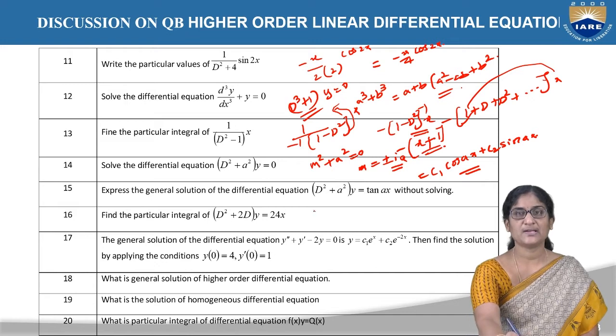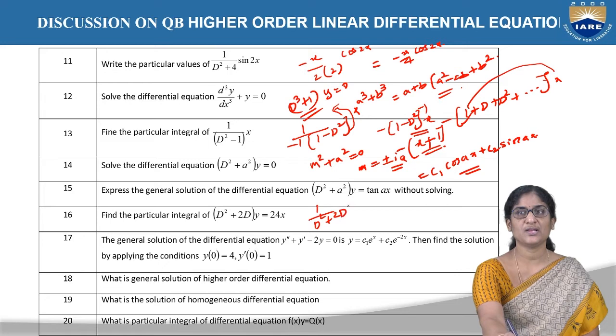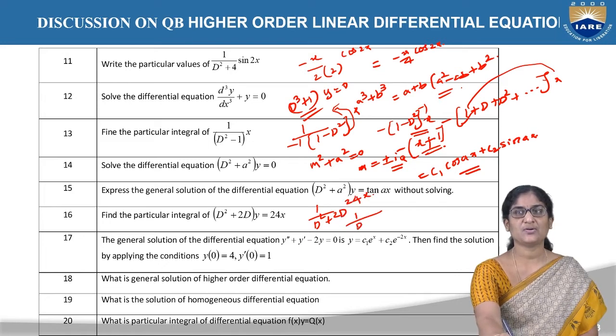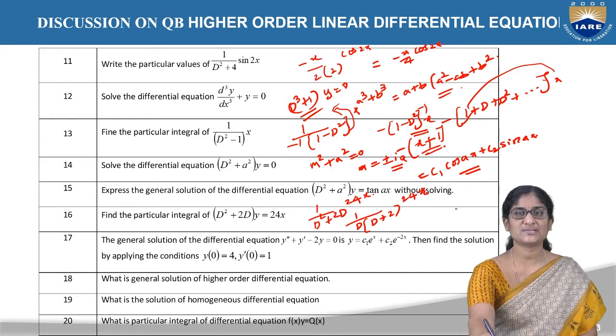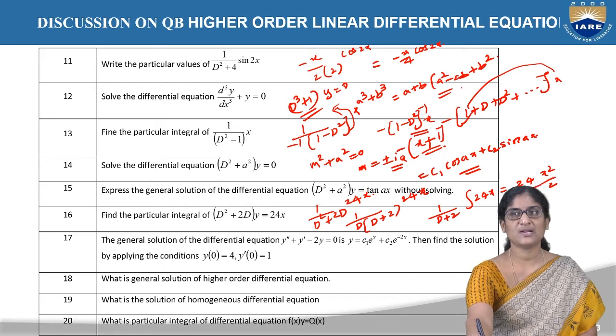Now what is the particular integral here? That is nothing but 1 by (d square plus 2d) into 24x. Again 1 by d can be taken common, so we get 1 by d into (d plus 2) into 24x, and you all know that d is a derivative, 1 by d is nothing but the integral. So here it is converted to 1 by 2 into the integral of 24x, which is nothing but x square by 2, so 24 into x square by 2.